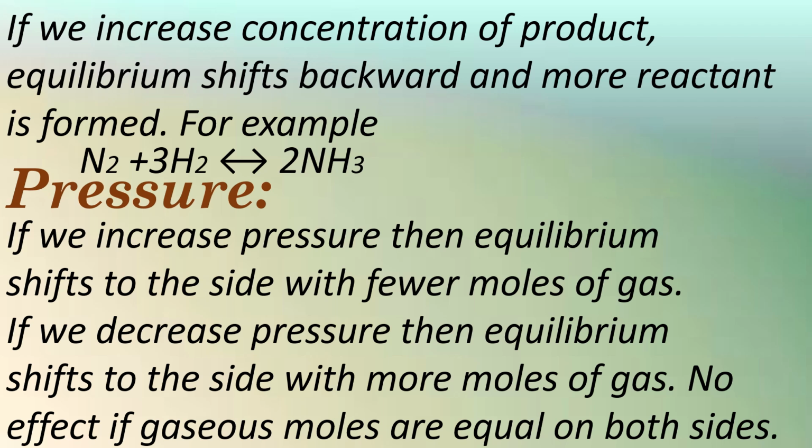For example, we have the Haber process reaction. Nitrogen gas plus 3 moles of hydrogen gas produces 2 moles of ammonia. This is the reaction. If we increase concentration of reactant, product is increased. If we increase concentration of product, reactant is formed. Backward reaction occurs. So these are the changes that occur due to increase in concentration of reactant or product, or decrease in concentration of reactant or product.